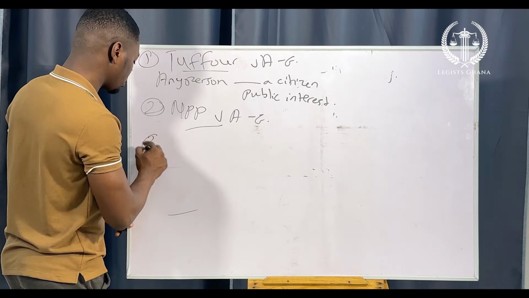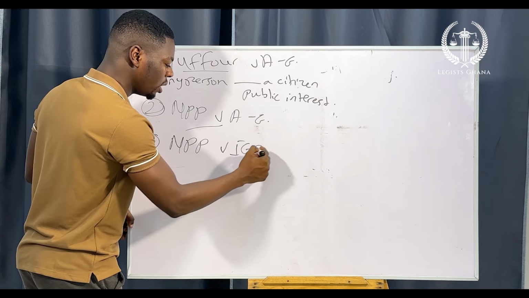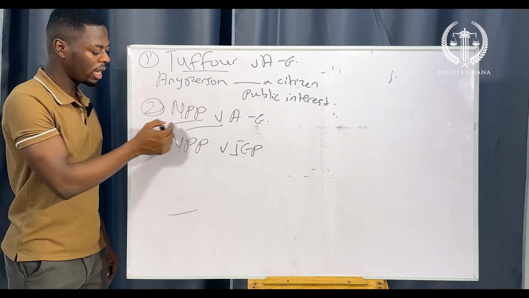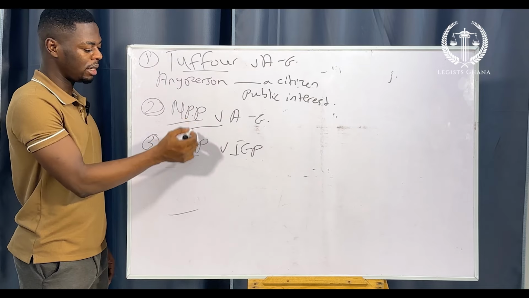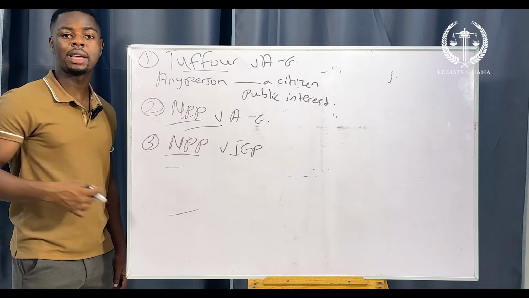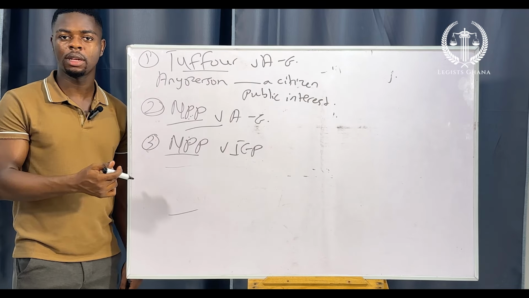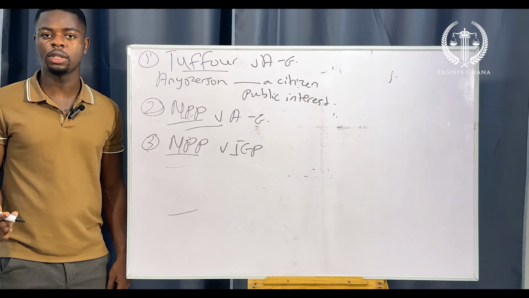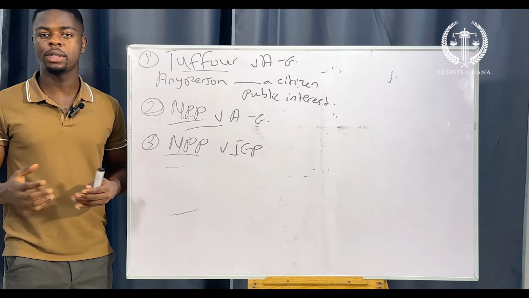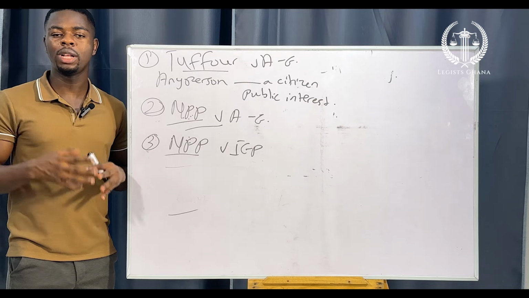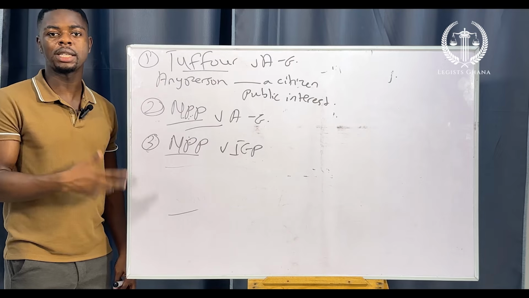The third case in point is another case with the NPP, that is NPP versus IGP. Now you realize that there are two cases with NPP in the list of examples I've given, but these particular parties, that is the NPP, it is a political party, it isn't a natural person. So it means that an artificial person can still bring an action to enforce the Constitution. But this artificial person must also be a citizen of Ghana. And how is that so? The artificial person or the artificial body must be incorporated within Ghana, and that will make it a citizen of Ghana.